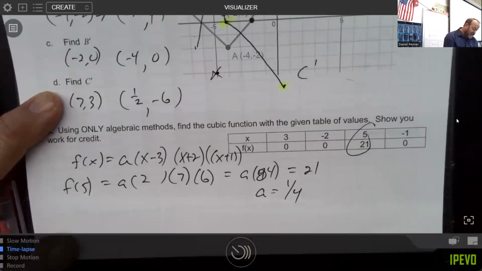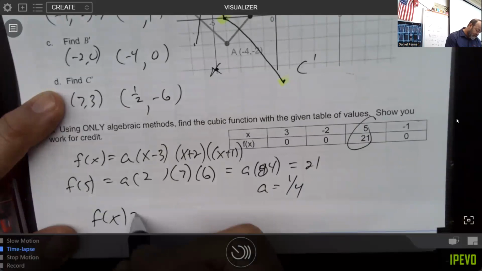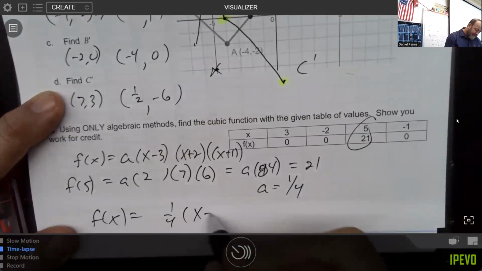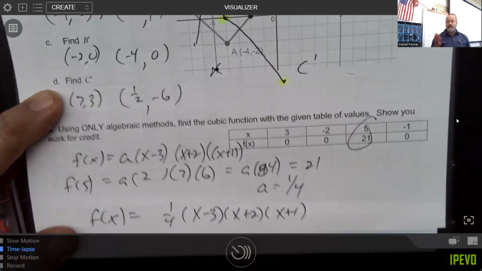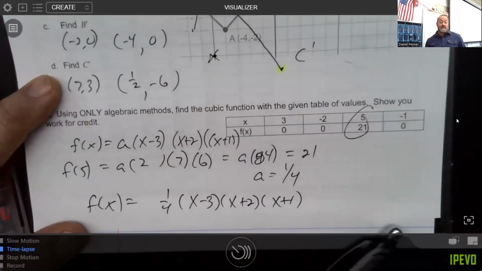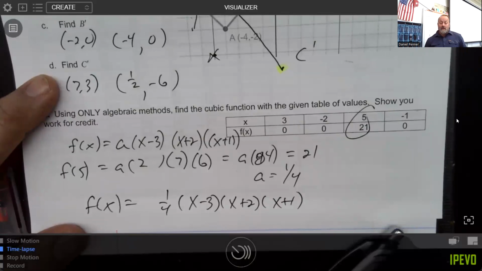And therefore, I've got my function that f of x should be 1/4 of x minus 3, x plus 2, and x plus 1. And because the problem didn't specify that it has to be in standard form, we can call it good. So hopefully that was helpful.